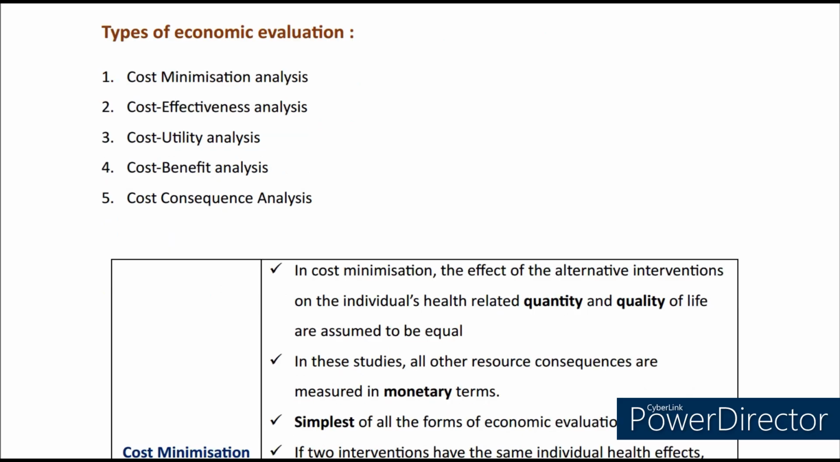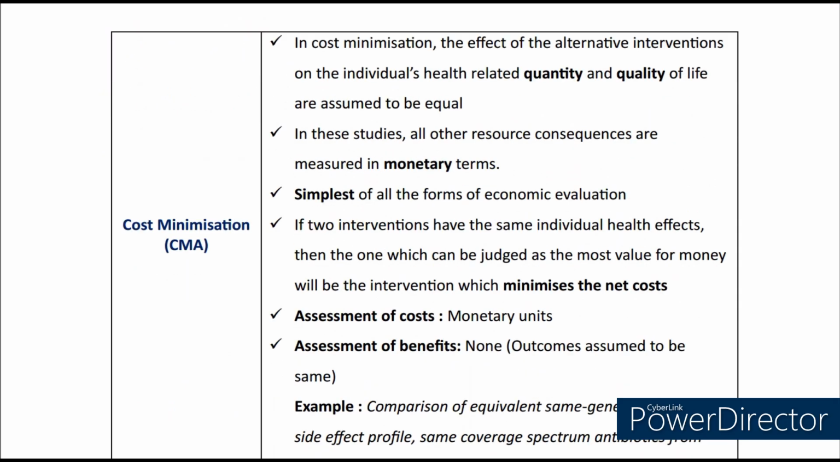So basically, there are five types of economic evaluation. To start with the first one, that is cost minimization analysis. So it is the simplest of all forms of economic evaluation. And in cost minimization analysis, the effect of the alternative interventions on the individual's health related quantity and quality of life are assumed to be equal.